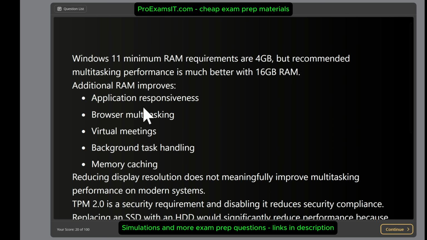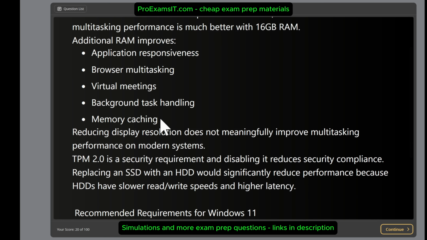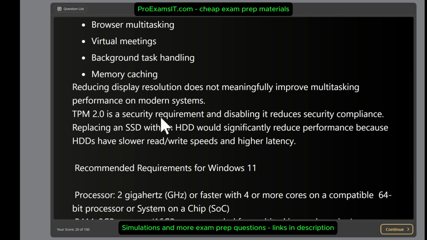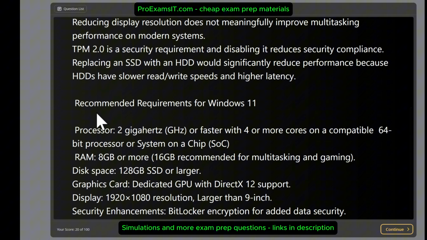Okay, so Windows 11 minimum RAM requirement is 4 GB, yeah, but for recommended multitasking, performance is much better with 16 GB RAM. And additional RAM will improve application responsiveness, browser multitasking, virtual meetings, background task handling, and memory caching. Here are the recommended requirements for Windows 11. For the processor, we need 2 GHz or faster with 4 or more cores. For RAM, the recommended is 8 GB, okay, just for the normal user.